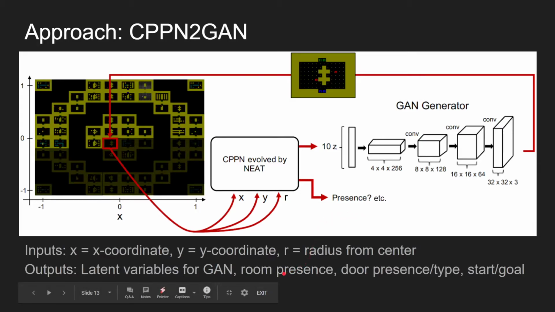Among other things, we determine whether or not a room is even present, and also we can determine whether or not there are doors present connecting the room to adjacent rooms, what the types of those doors are, for example, plain, locked, bombable wall, puzzle-locked, things like that. And there's also an output that can be used to determine the start and end locations of the player in the dungeon.